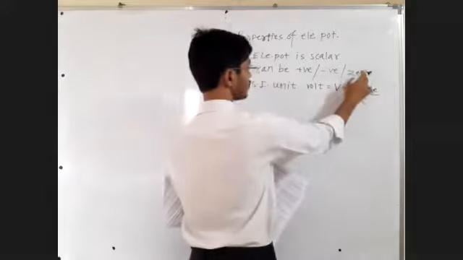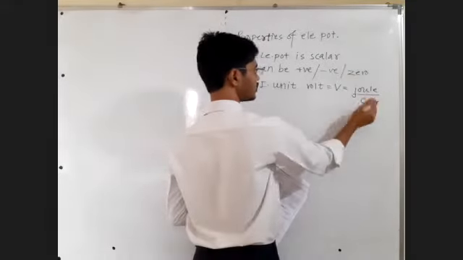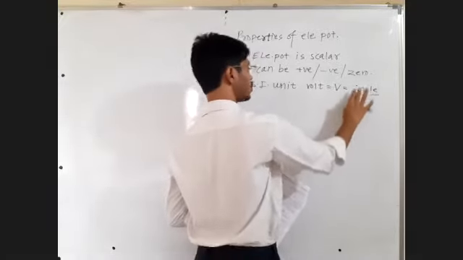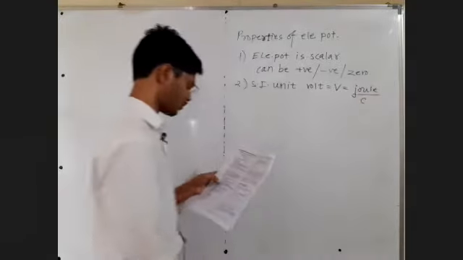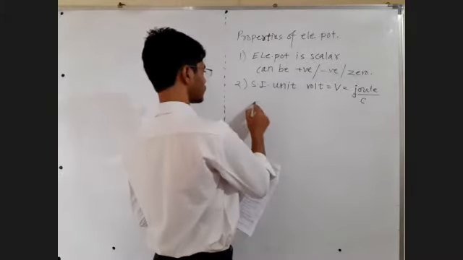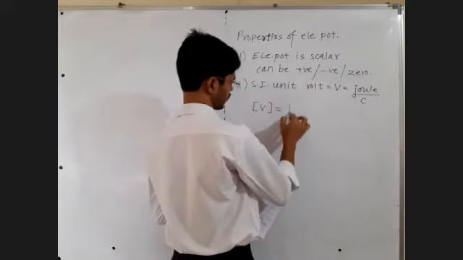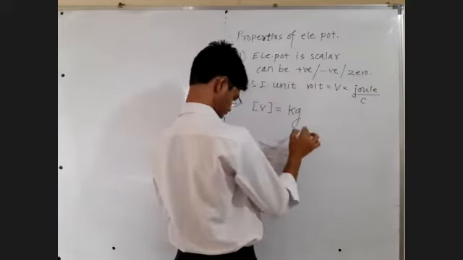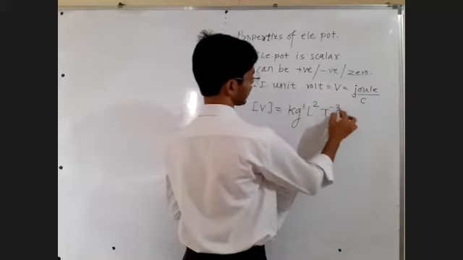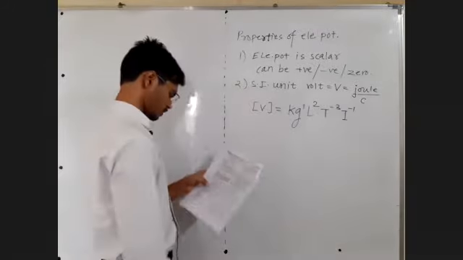It is W upon Q. Sorry, it is U upon Q, potential energy upon Q, and that potential energy is ultimately going to be work done. So even W upon Q is okay. U upon Q or W upon Q, both are perfectly fine. Dimensional formula: the dimensions of potential, we just found that out, are M raised to 1, length raised to 2, time raised to -3, current raised to -1. We just derived it. Just write it down as a property.